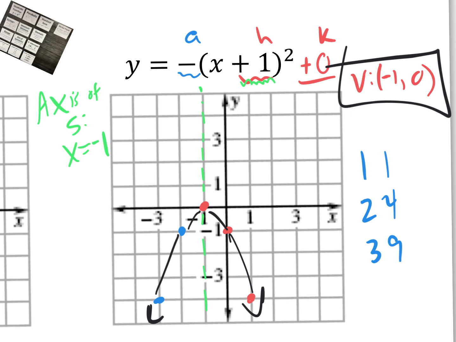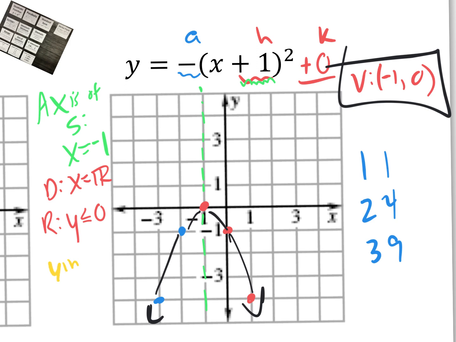I could also ask you for the domain. The domain is x equals all real numbers. I could ask you for the range. Y is less than or equal to. How do I know it's less than or equal to? Because it's opening down. But even if I didn't see this, I know it's less than or equal to because the a value is negative, which means that it has to be opening down. Okay? And it's y less than or equal to the k value, the y value of your vertex, which happens to be 0. So I could ask you any of these things.